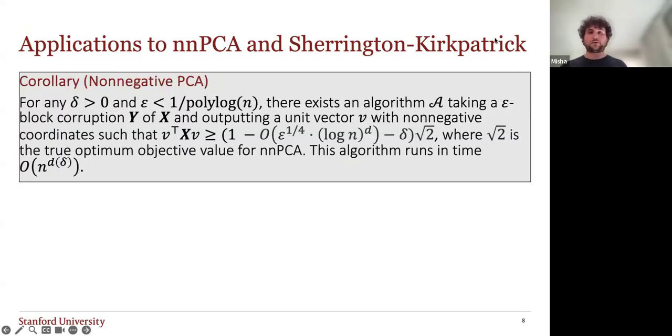As a first corollary for non-negative PCA, we can output a vector given a corruption of the input matrix, which gets almost the exact objective value. Root 2 is known to be the true optimum objective value of non-negative PCA given a Gaussian matrix X, and we can output a vector which is close to that.